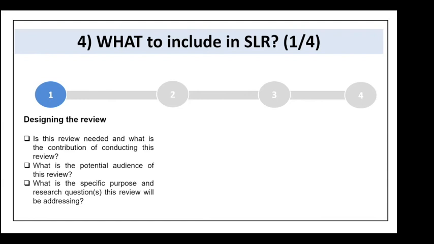The first one is about designing the review. Before you do anything, you need to identify what is the purpose for you to do this SLR paper. As I mentioned just now, the process is quite similar when we do an empirical paper. When you do an empirical paper, you want to design a research model for your study.